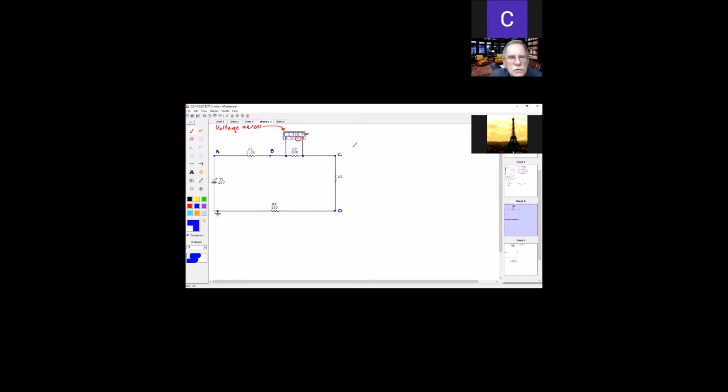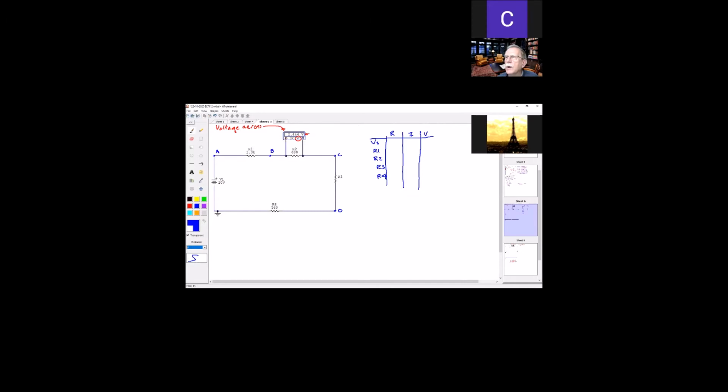All right. So if we think about our table, you had V sub S, R1, R2, R3, R4. You had the resistance, the current, and the voltage.